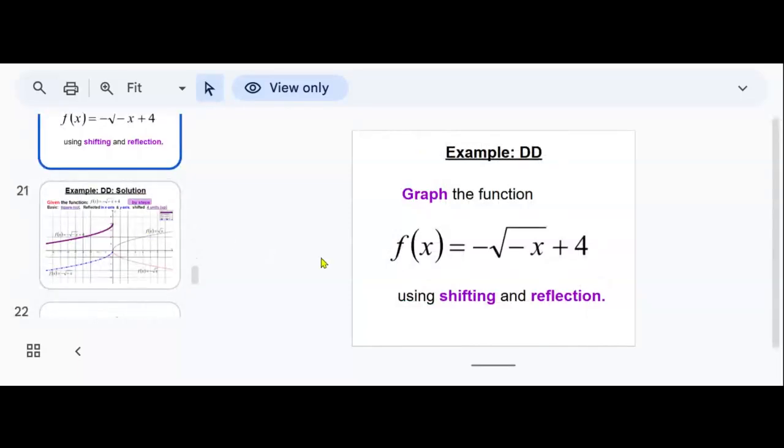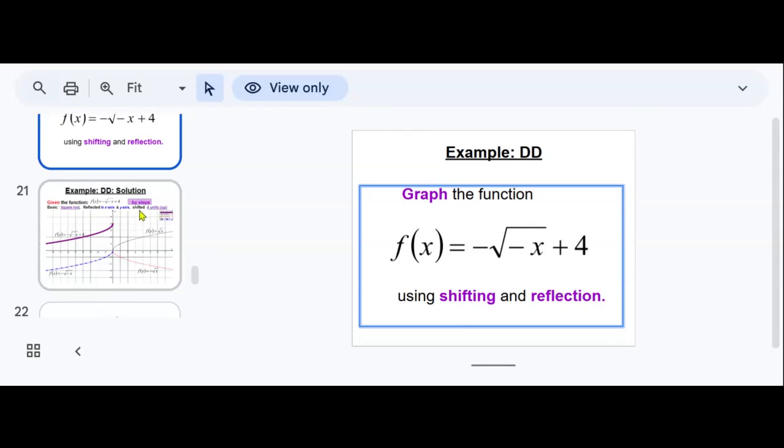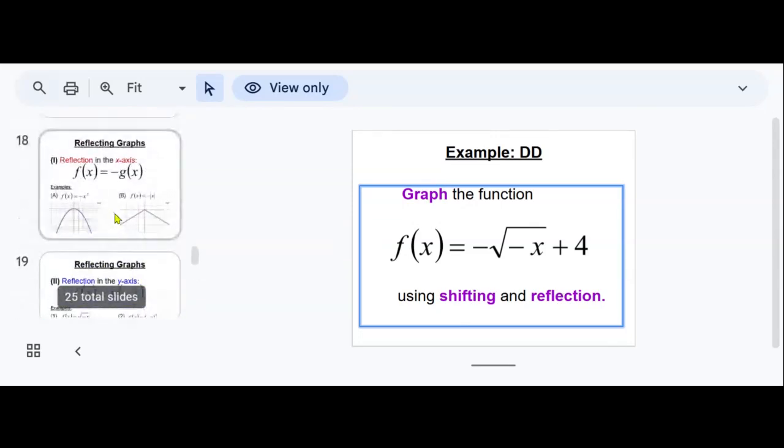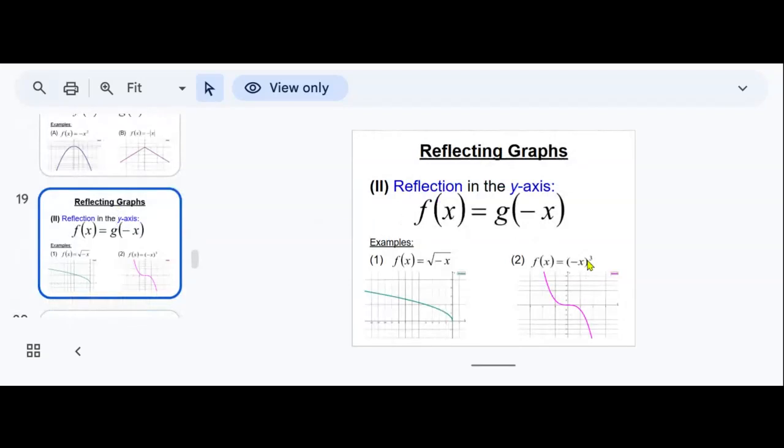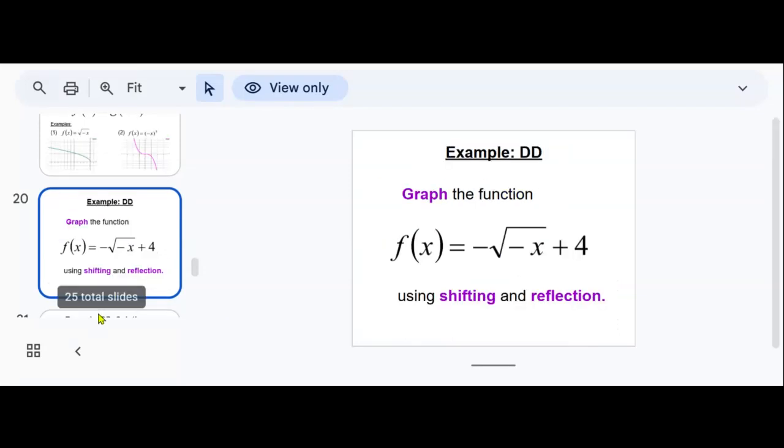You can also do reflection. See the reflection? When you have negative x, what happened? It does the reflection around the what? The y-axis. So let's take one slide. Here, what happened if I have negative inside? It reflects around the y-axis. And then another reflection.